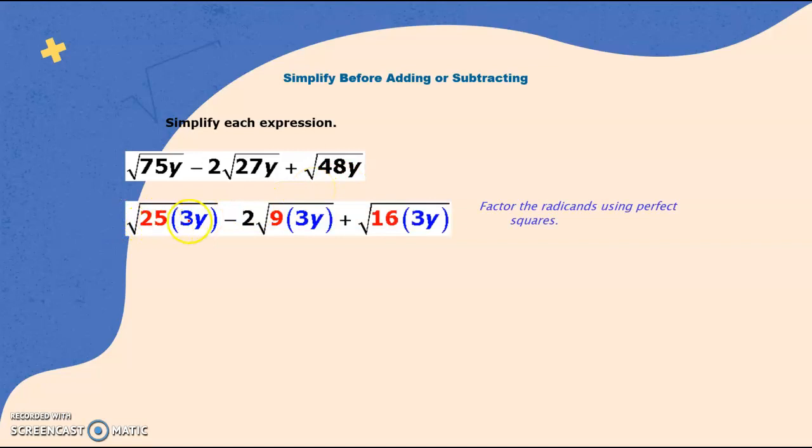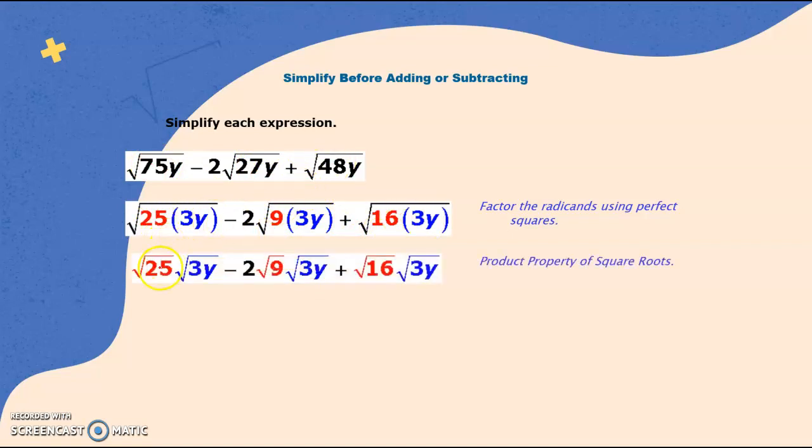So 25 times 3, that's 75 man, diba? 9 times 3, that's 27. 16 times 3, that's 48. So square root of 25, no? Separate natin yung mga perfect square na factors, no? Then yung mga nasa red, and then we take the square root.